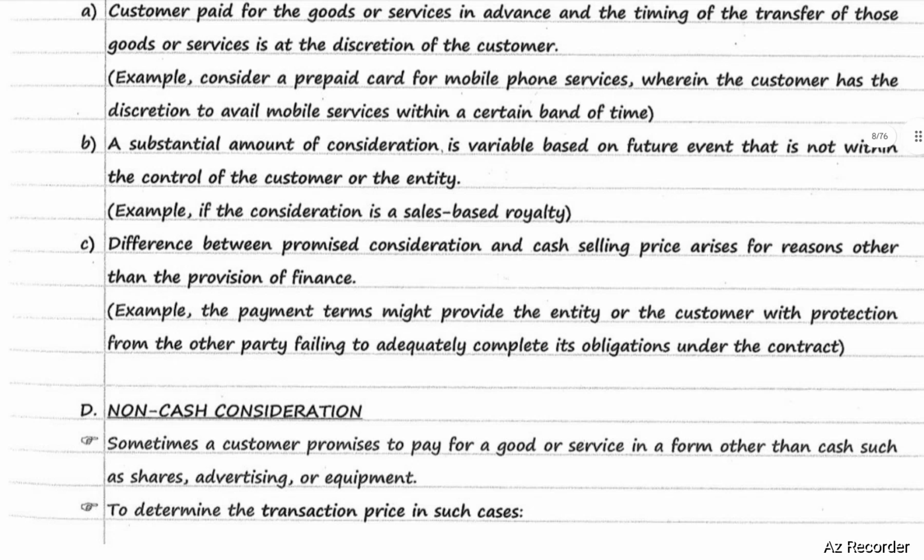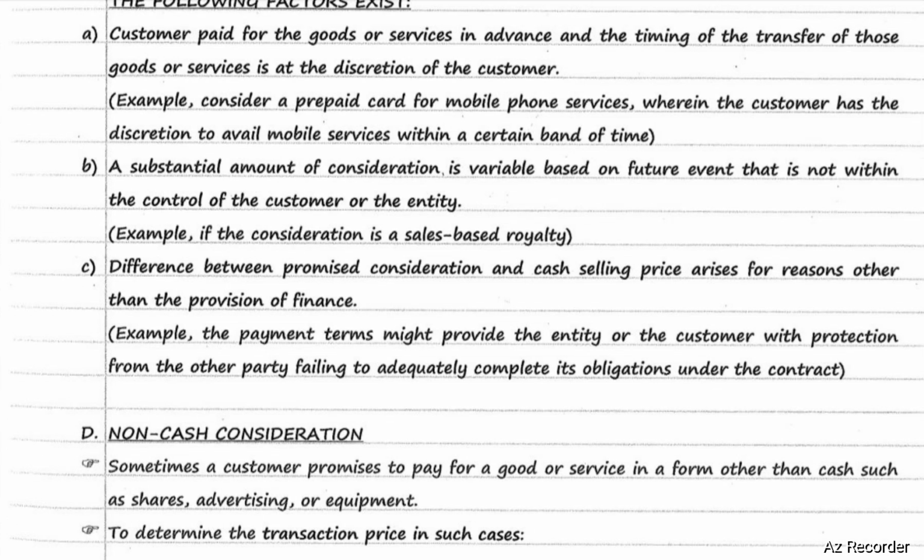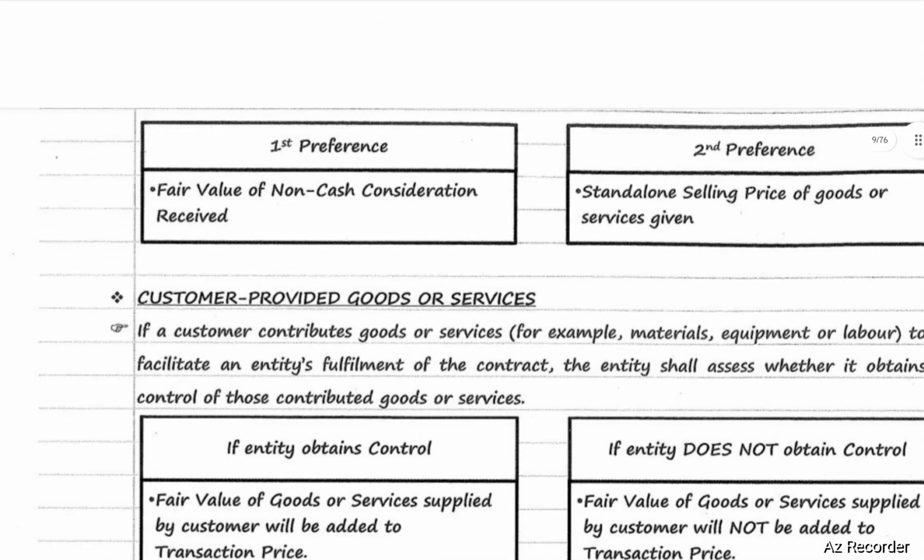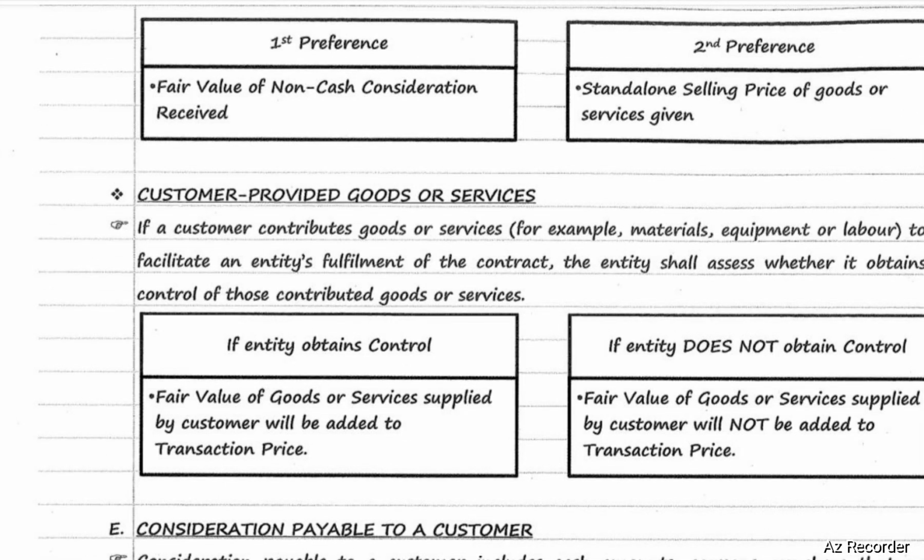Next, non-cash consideration. Sometimes a customer promises to pay for goods or services in a form other than cash, such as shares, advertising, or equipment. That means here the consideration is other than cash, like shares, advertisement, or equipment. To determine the transaction price in such cases, first preference will be given to the fair value of non-cash consideration received. Second preference will be given to the standalone selling price of the goods or services given. So first preference will be given to the fair value of non-cash consideration received. For receipt, first preference will be given. Second preference will be given for given cases.